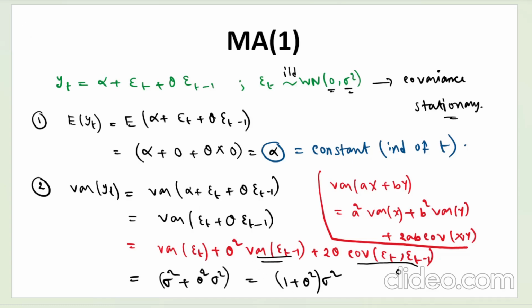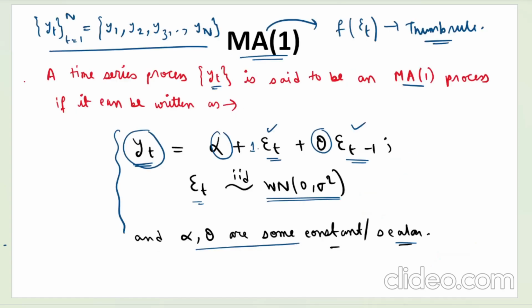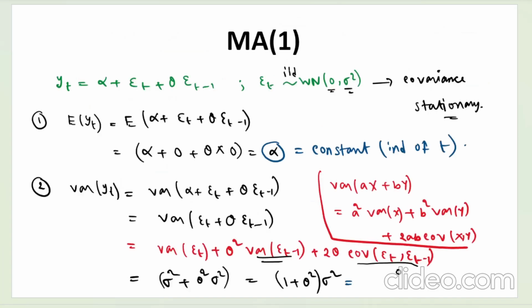What you can see from here is that theta and sigma are both scalars. I have defined here that theta is some constant or scalar, and sigma squared is also a constant, independent of t. So while showing that this is a covariance stationary process, what we usually show, firstly, is that the expected value is independent of time. Second, that the variance is independent of time. And the third thing you need to show is that the autocovariance term has to be also independent of time.